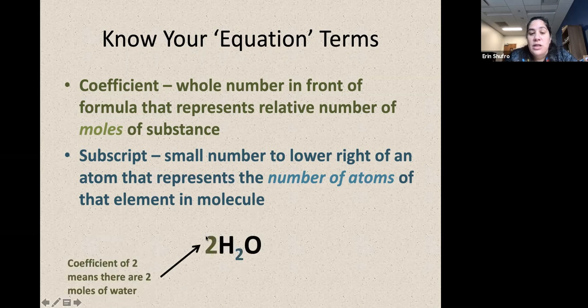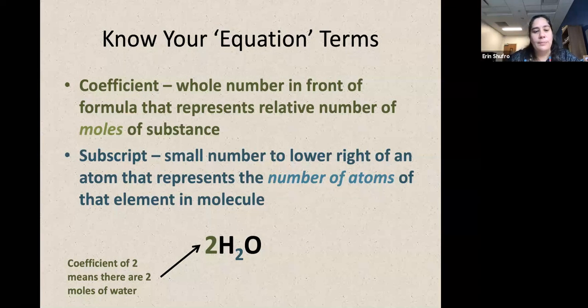This 2 in green is the coefficient 2. This coefficient indicates that you have 2 moles of water. It can also be used to indicate 2 molecules of water, depending on whether you are looking down at the atomic level or scaling up in terms of stoichiometry. So that 2 indicates the relative amount of water, either moles or molecules, depending on your scale.